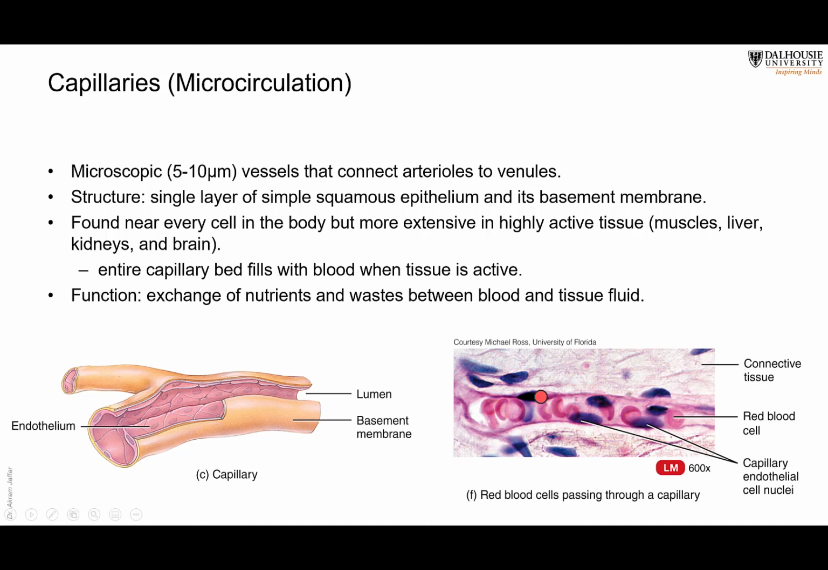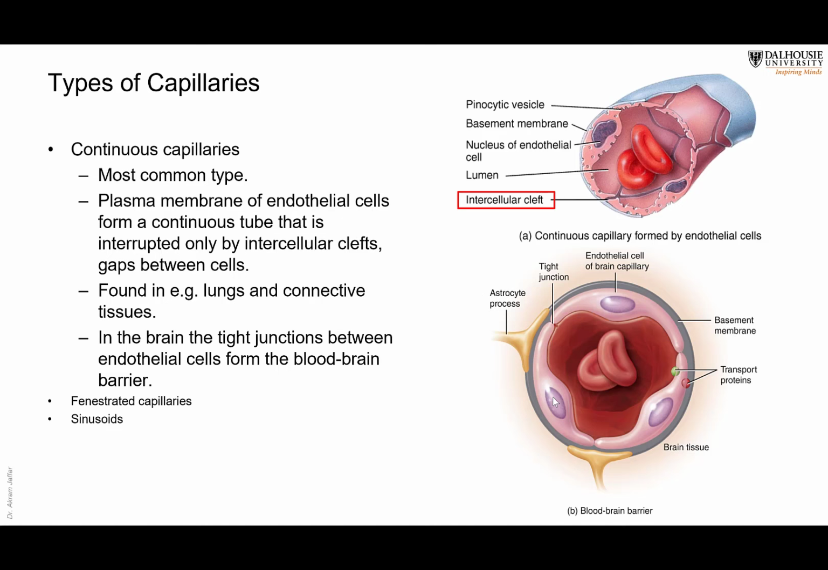These cells, these are simple squamous epithelial cells. They are the endothelial cells in the wall of the capillary. Look at the size of the capillary here. Probably it's maybe 7 micrometer or 8 micrometer in diameter. We have different types of capillaries depending on the function of the organ.